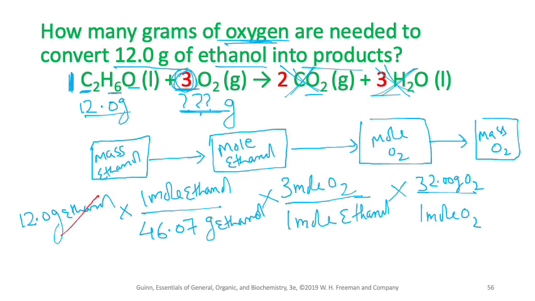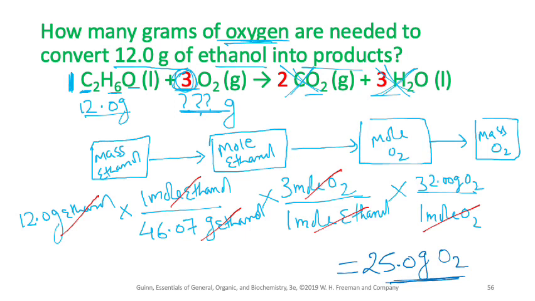So ethanol gone, moles of ethanol, moles of oxygen, and what's left? Grams of oxygen. So once you solve everything, you end up with 25.0 grams of oxygen. This is the amount of oxygen that you needed to react with 12 grams of ethanol, so that once the reaction is done, nothing is left on the reactant side, everything converted into carbon dioxide and water. So this is your answer for this problem.